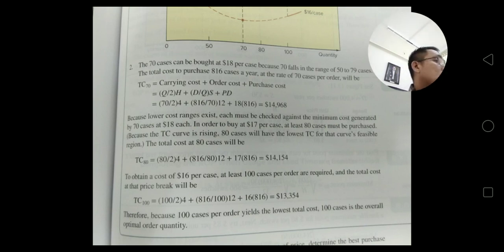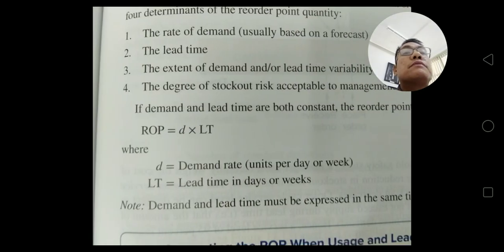So, that's how to deal with computing for the total cost when quantity orders are factored in. Okay. Another thing that we need to compute is what we call the ROP. What is ROP again? Let me just check the book. ROP is referring to reorder point ordering.